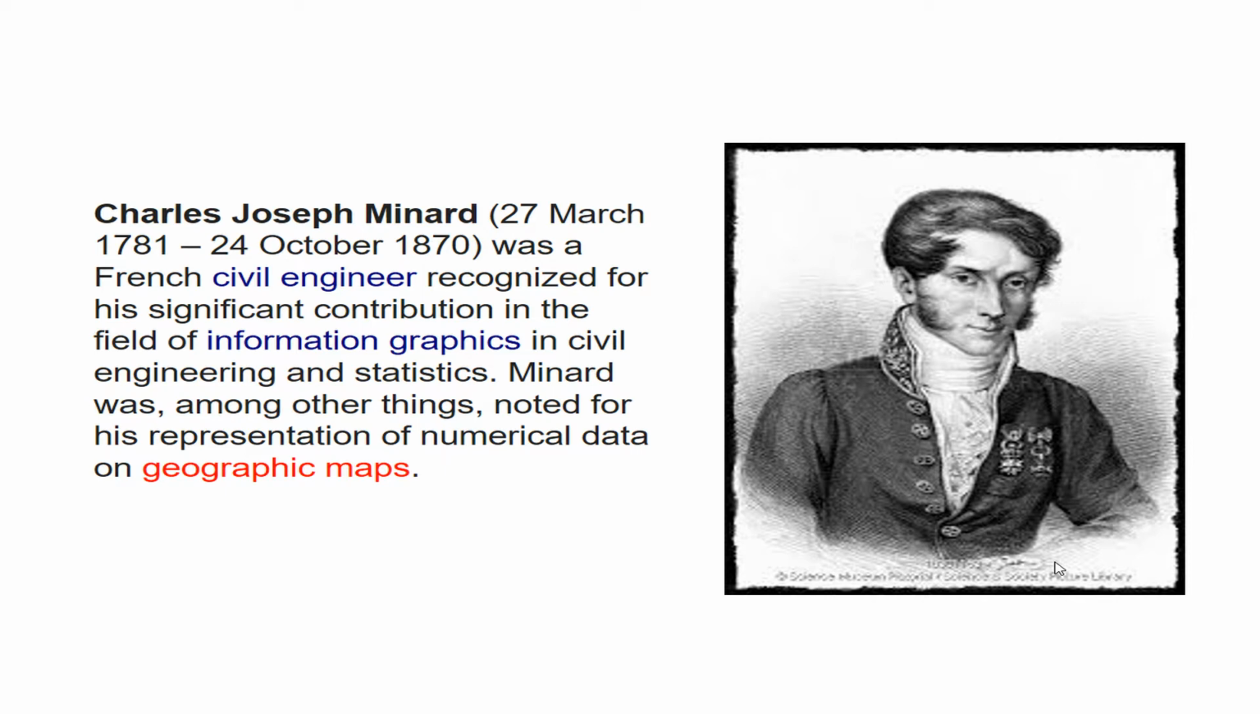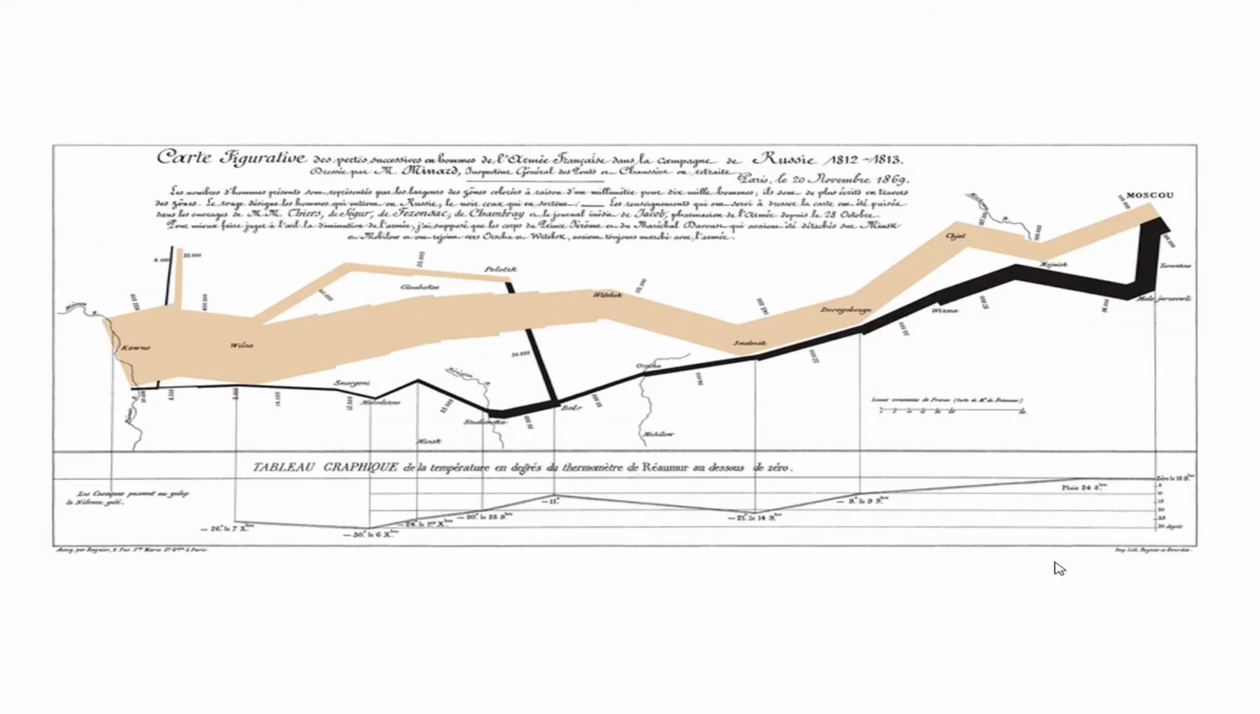This is the outstanding graph where the number of men is symbolized by the broadness of the colored zones at a rate of 1 millimeter for 10,000 men. Those numbers are written across the zones, as you can see. The red signifies the men who entered Russia, the black, those who got out of it.